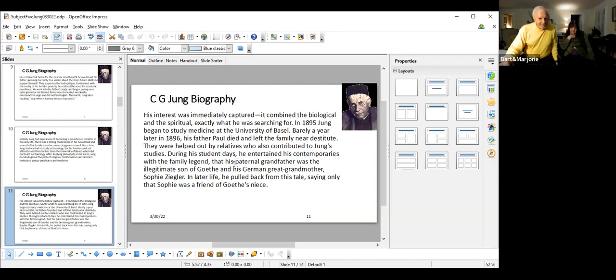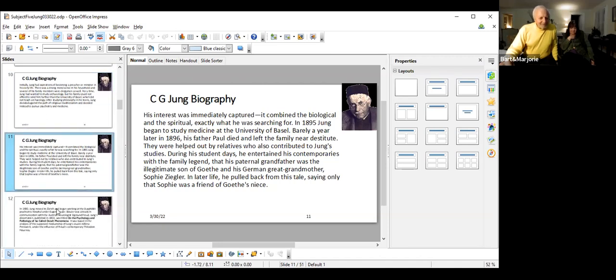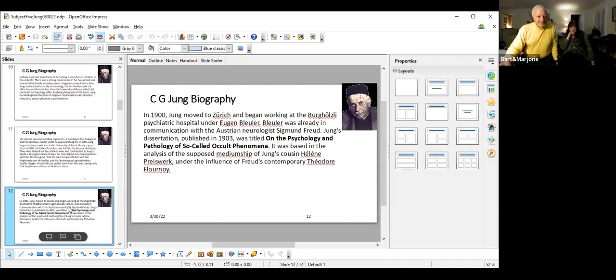And he had a paternal grandfather that was the illegitimate son of Goethe, and his German great-grandmother, Sophie Ziegler. Okay, and then this is to give him some notoriety and make him stand out from the other kids at the University of Basel. But then after a while, he said, actually, Sophie was just a friend of a niece of Goethe's. And for those of you that don't know, Goethe would be comparable to Isaac Newton in terms of intellect and everything else. He was off the charts, as you name it, he did it.